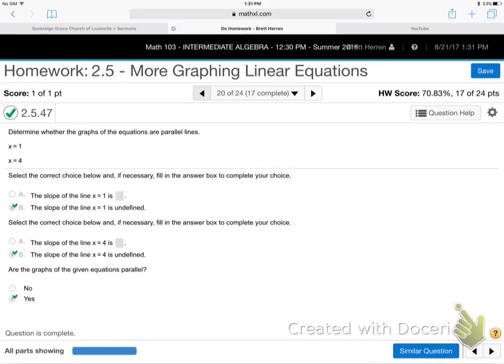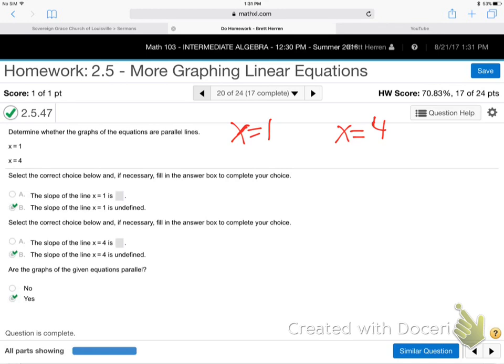The trick on this one, they're giving me x equals 1 and x equals 4, and they're asking, are they parallel or not? Well, the trick is you can't solve for y. There is no y. So they're trying to throw you a curveball here. They're seeing if you can hang in with a little bit of a different question. You can't solve for y.